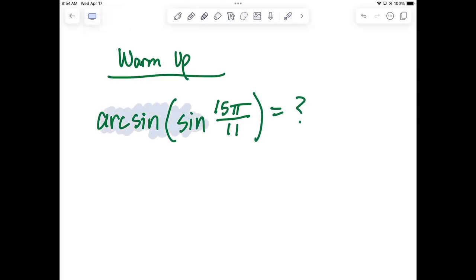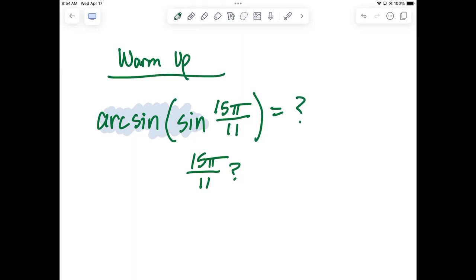When you compose two inverse functions back to back, they typically just undo each other, right? You start with something, you move two steps to the left, then two steps to the right. You're back where you started. So the answer could be 15 pi 11ths, right? It could be. But is it?